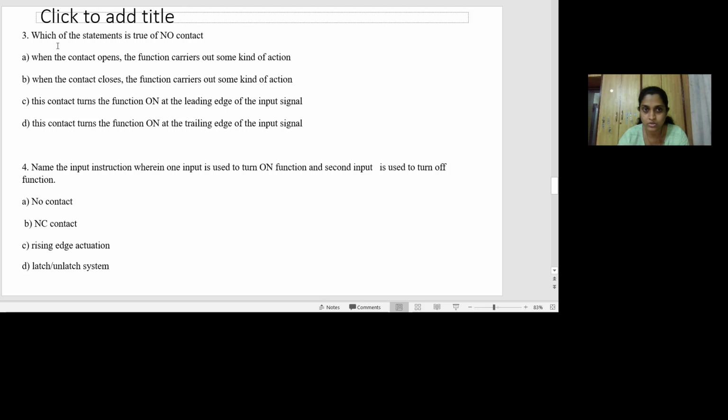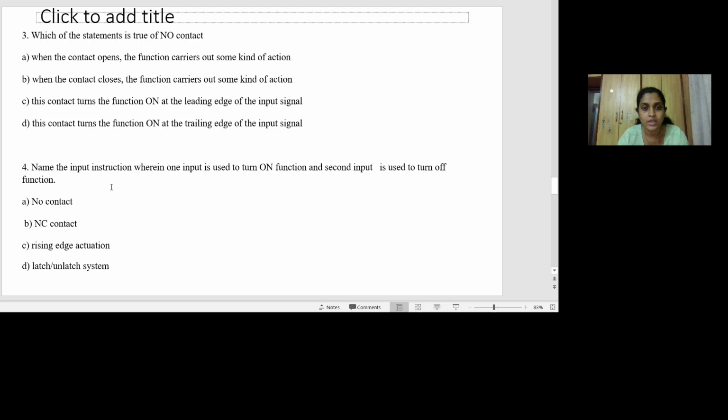The third question is which of the statements is true of NO contact? A, when the contact opens, the function carries out some kind of action. B, when the contact closes, the function carries out some kind of action. C, this contact turns the function on at the leading edge of the input signal. D, this contact turns the function on at the trailing edge of the input signal. So, for an NO contact, this is true: when the contact closes, the function carries out some kind of action. So, the answer is choice B.